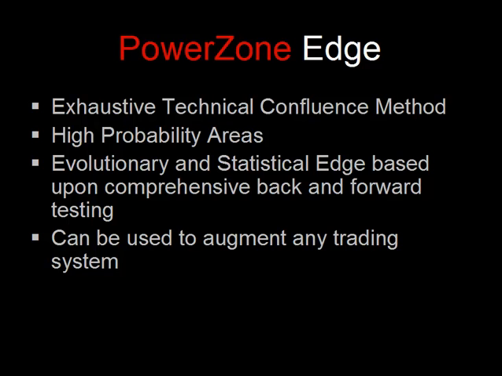And this is always going to be the case. Our approach is very evolutionary. There is not a market environment that our zones can't adapt to. Lastly, our power zones can be used to augment any trading system. So whether you use Fibonacci or you use an indicator reversal method, whatever it might be, our zones can be used to identify high probability areas for reversal that can be used to augment your system.